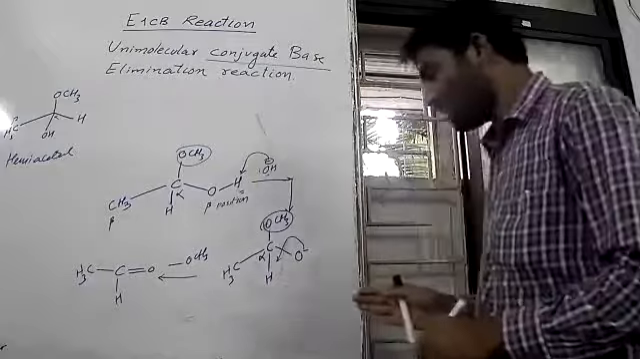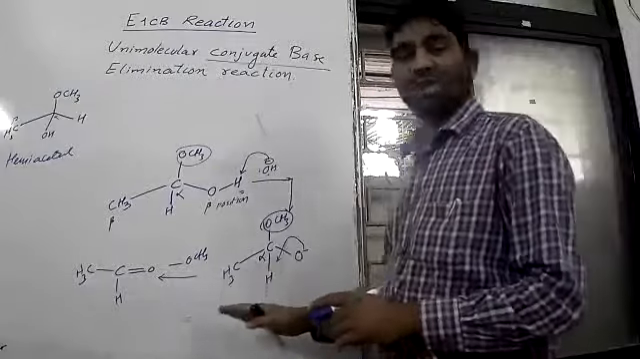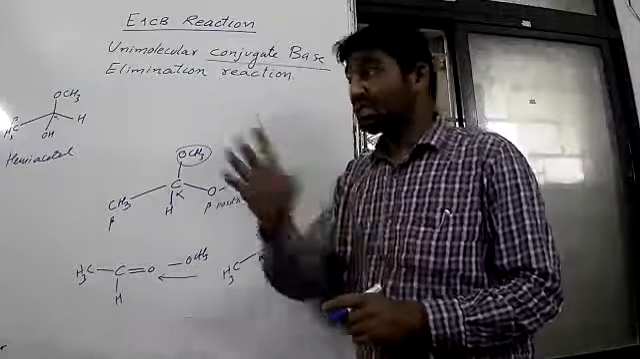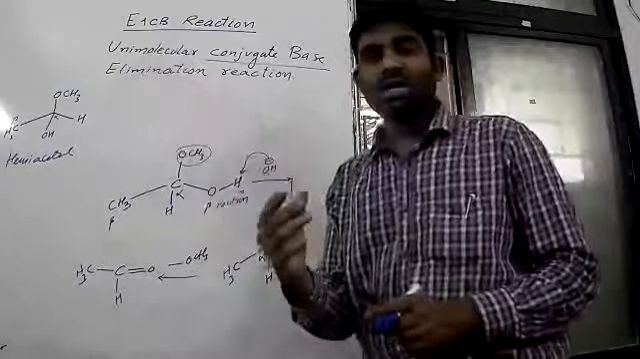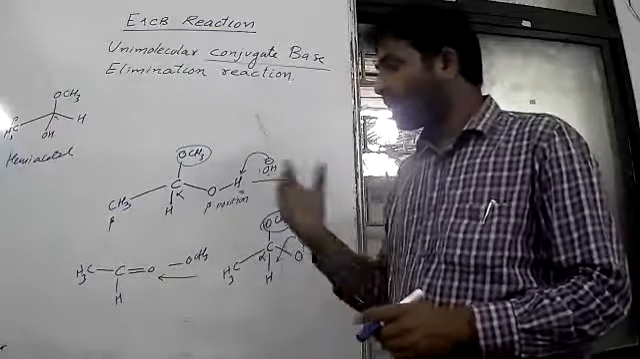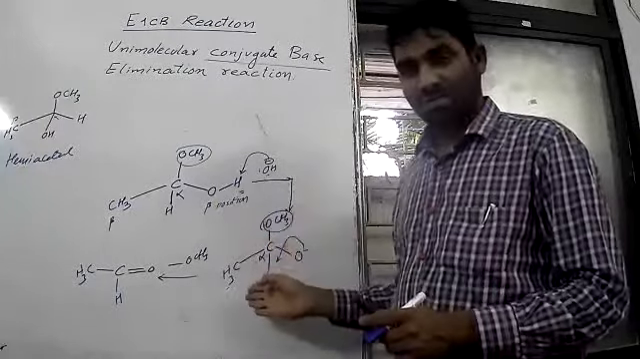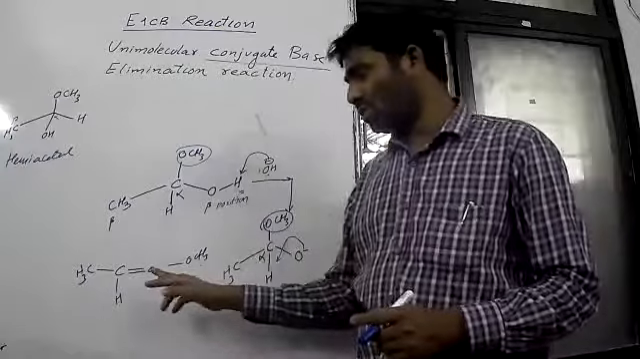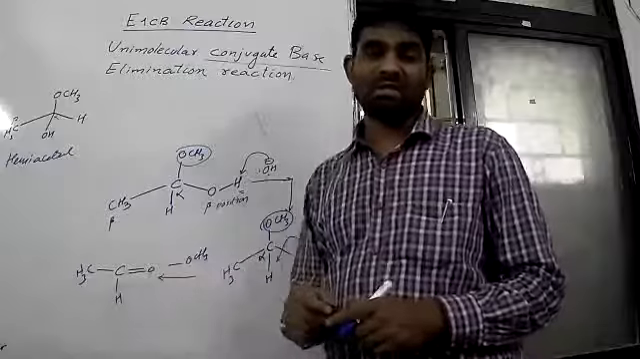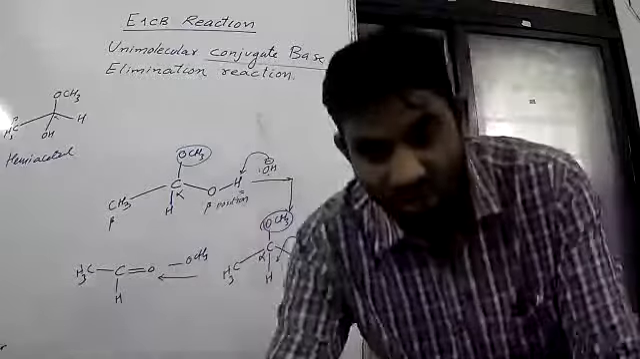So here we have seen that in the E1cB elimination reaction, alkene formation is not compulsory all the time. There are reactions in which there is a formation of compounds other than alkenes, and you can see here the E1cB reaction. Okay. So hope you understand this. Fine.